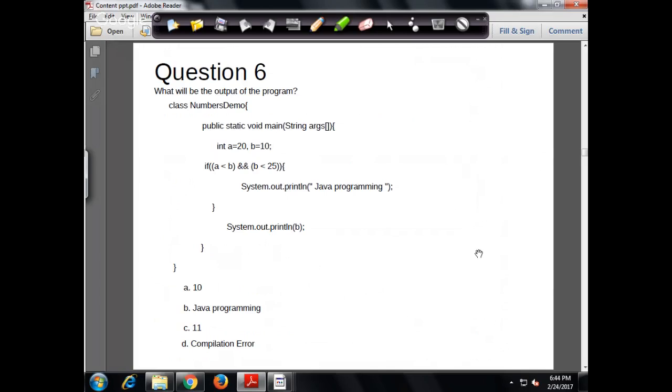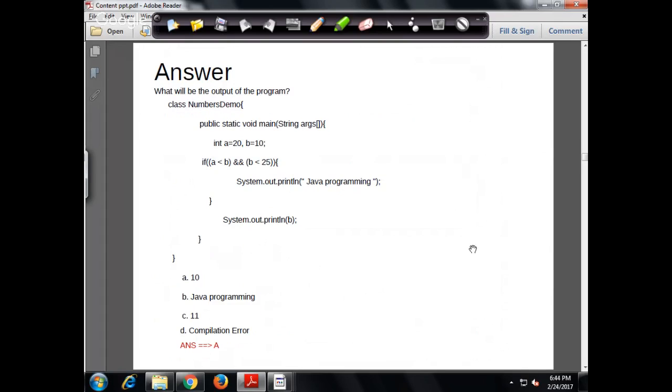Okay, so almost everyone has answered option A, 10. And I'm very happy to say that the answer is indeed 10. It is pretty simple, right? In the if condition, we see that there are two conditions over here, which are separated by an and operator. So here is the and operator. Here the first condition is A is less than B.